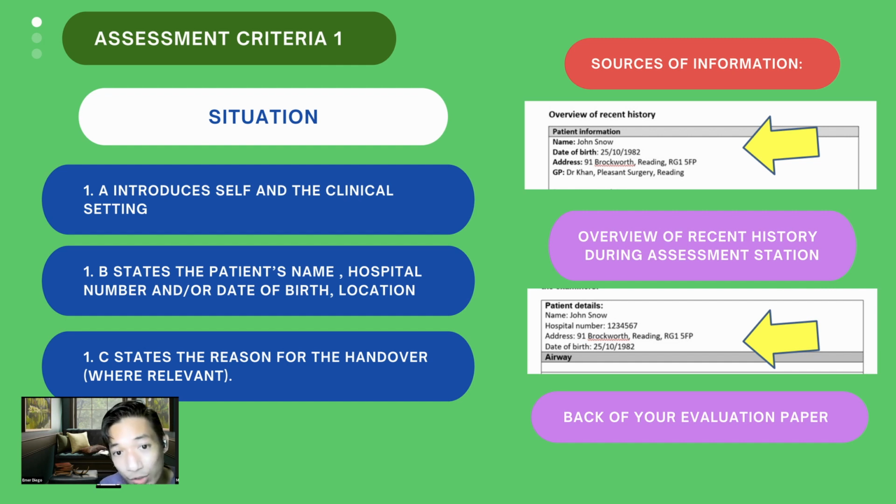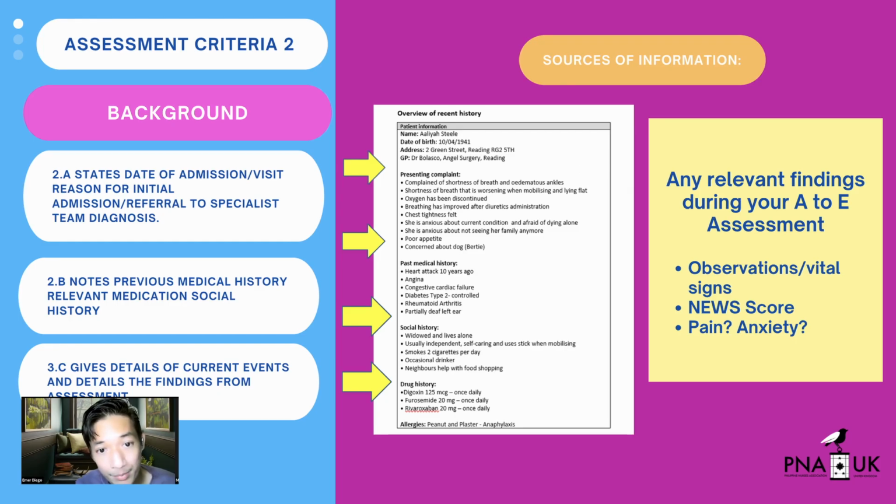The reason for handover: I'm handing over this patient because the patient scored, let's say, 15 on his PHQ-9. And I wanted to refer the patient to you for more advice in terms of depression and management, of course. Okay, the background. Again, you have to read the overview of the recent history. You're just basically reading it.